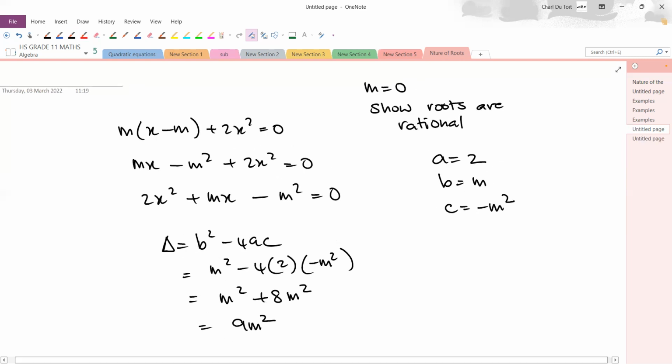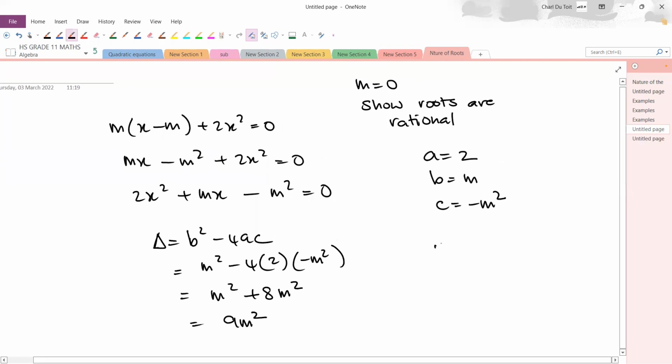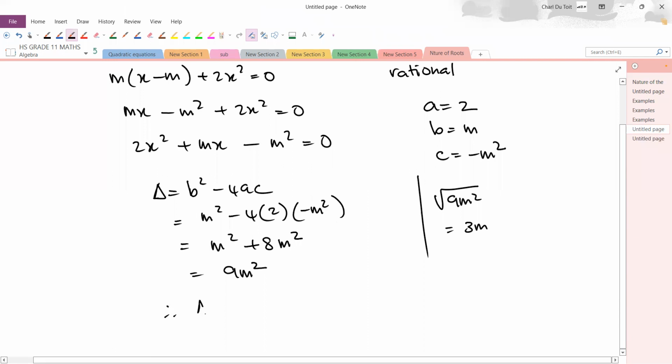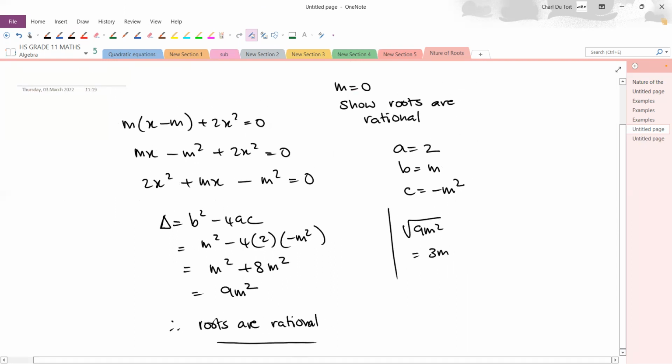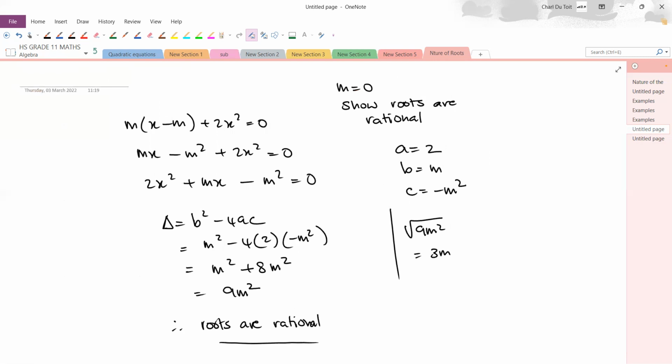So show that the roots are rational. If the roots are rational, then that thing will work under a root. So we can do the root of 9m squared. That is 3m. Therefore, the roots are rational. Bang. You see that? So this is except when m is equal to 0, right? If m is equal to 0, then we have 9 times 0, which is 0, and 0 also has a root.